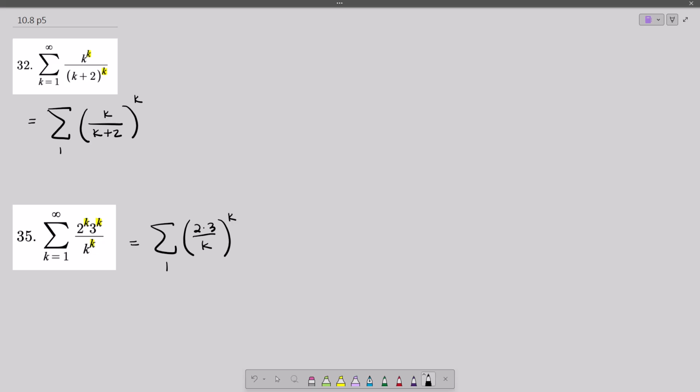All right, so both of these, you should be inclined to use the root test. Because we have this outside power of k, let's go with the root test and see what happens. So for this one, the root test, usually they use a rho in this book. So we want to take the limit as k goes to infinity of the kth root of the absolute value of a sub k.